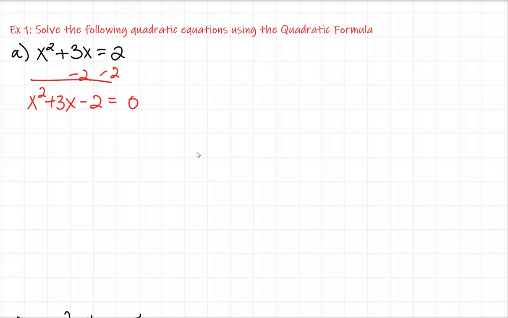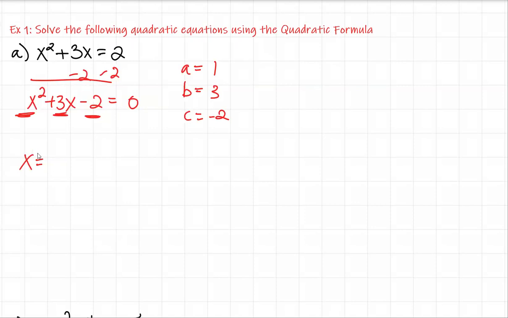Let's first identify all the coefficients. We see that our a is 1, because that's the coefficient on our x squared. The coefficient on x is 3, so b is 3. The coefficient on our constant term, actually, is -2, so that's our c. Okay, so now let's just jam it all into the quadratic formula.